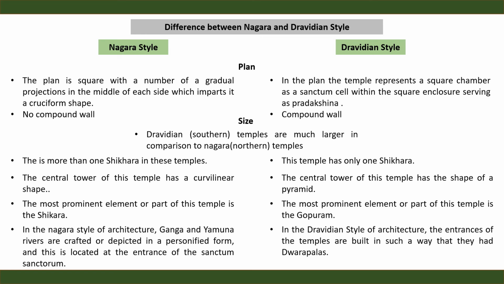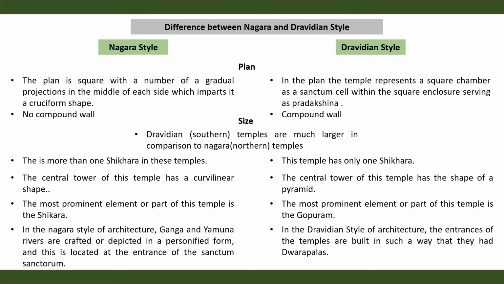There is more than one shikara in these temples in Nagara, whereas in Dravidian, the temple has only one shikara. In Nagara style, the central tower of the temple has a curvilinear shape, whereas in Dravidian style, it is of a pyramidal shape. In Nagara style, the most prominent part of the temple is the shikara, and in Dravidian style, it is the entrance gateway or gopura.